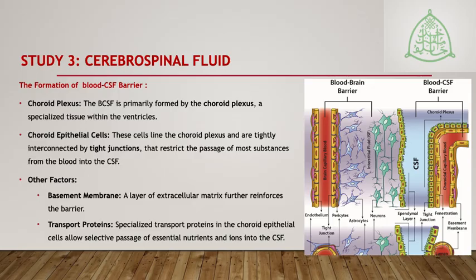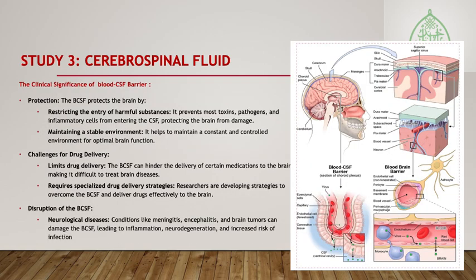Other factors that assist are the basement membrane of the choroid plexus. You remember the blood vessels also have basement membranes externally. Then we also have transport proteins, which are like gap junctions that allow for selective crossing of structures. So the clinical significance of the blood cerebrospinal fluid barrier is also protection of the brain, that is restricting the entry of any harmful substance in and out of the brain, and maintaining a stable environment. It's also challenging, just like the blood-brain barrier, for drug treatment, and disruption of this could also lead to different types of neurological disorders.